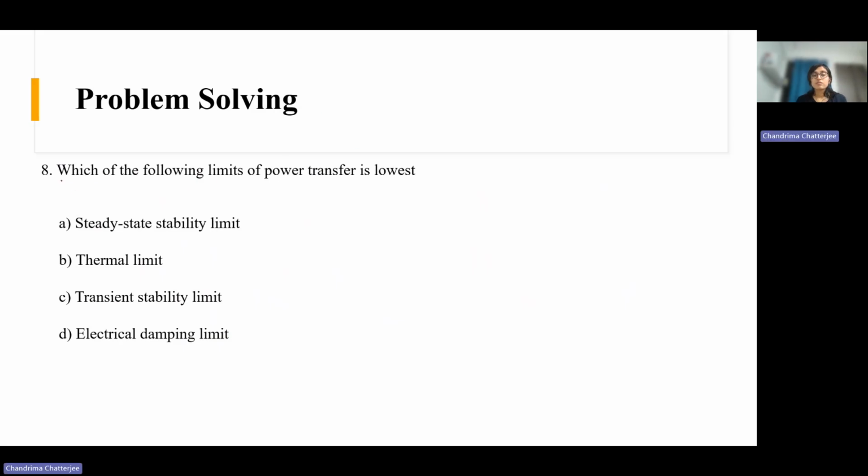Okay. Which of the following limits of power transfer is lowest? So there are some limits. There is steady state stability limit, then there is thermal limit, then there is transient stability limit, and then there is electrical damping limit. Okay. So the lowest limit is electrical damping limit. Okay. This is the lowest limit.